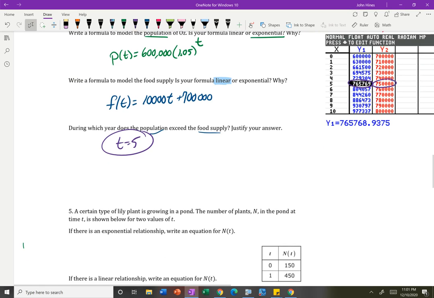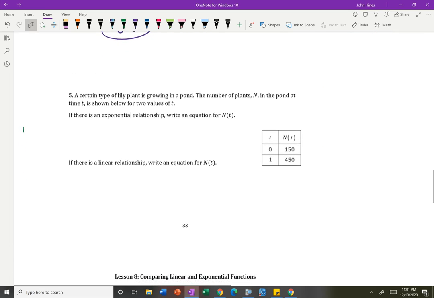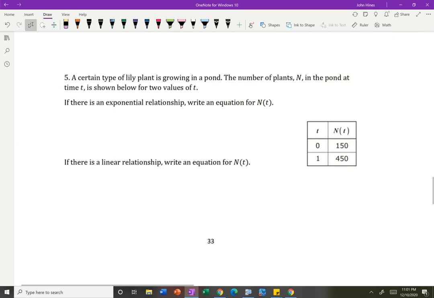All right, number 5 here. Hopefully you're still with me. Hopefully I didn't lose you, and hopefully you're not snoozing. Here's a table. 2 points, that's it. If it's exponential, so that's repeated multiplication, we're going to pretend there's a multiplying pattern here.